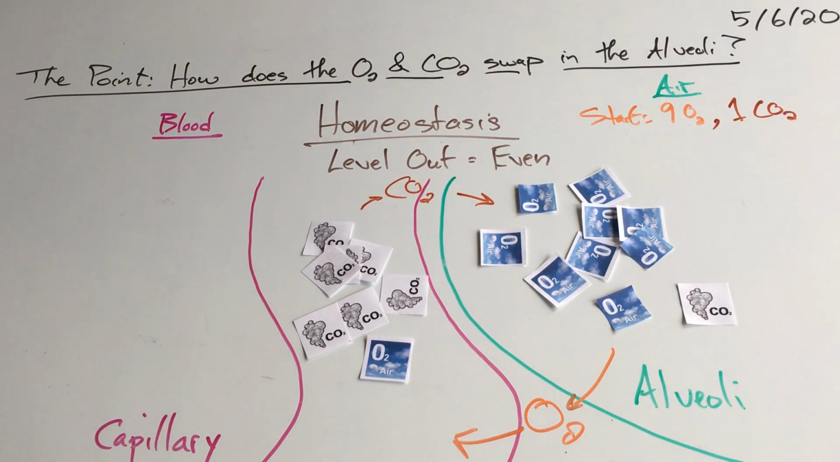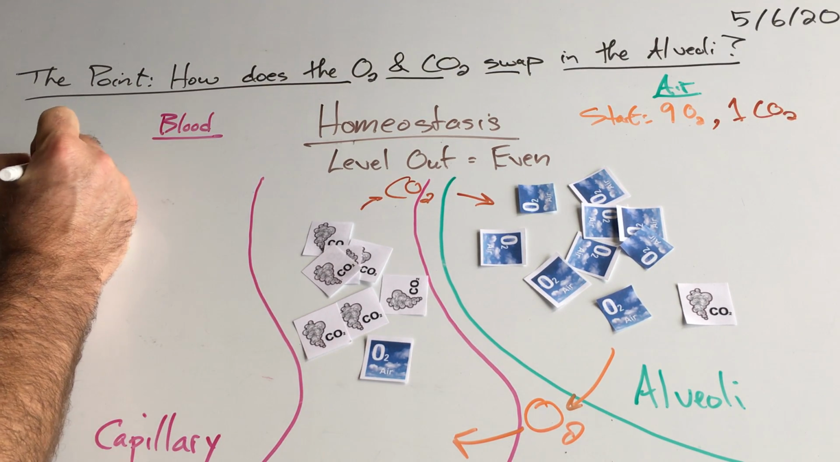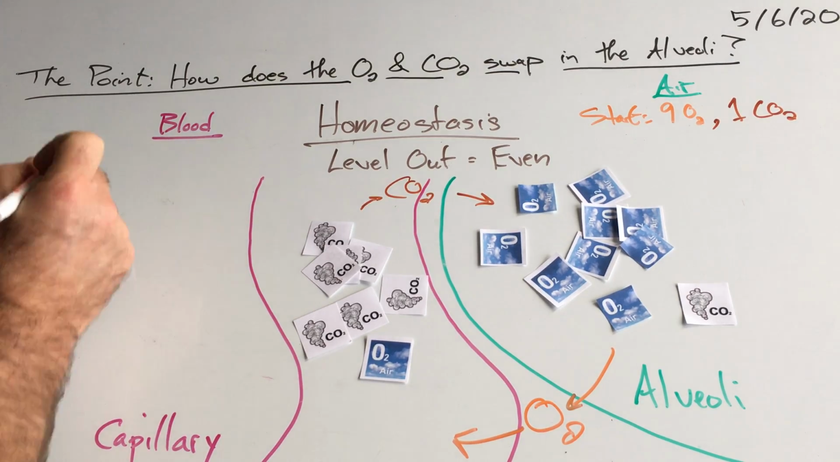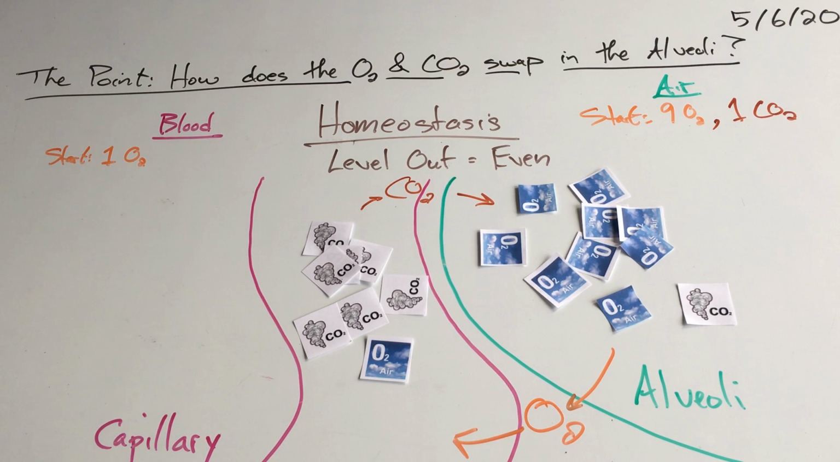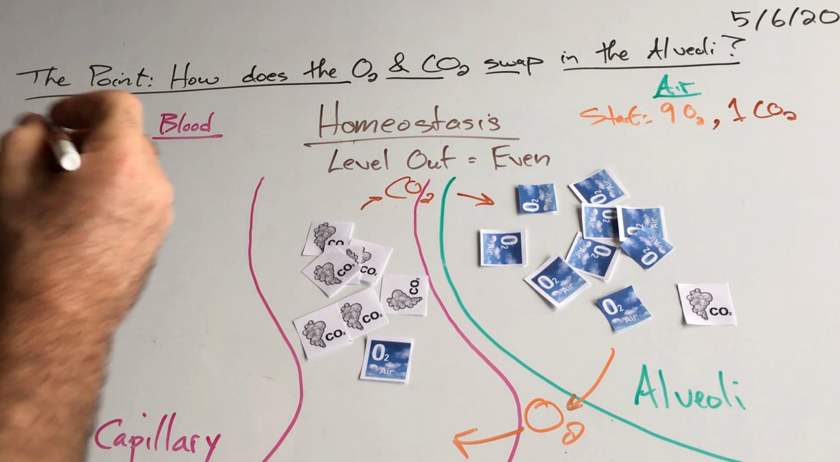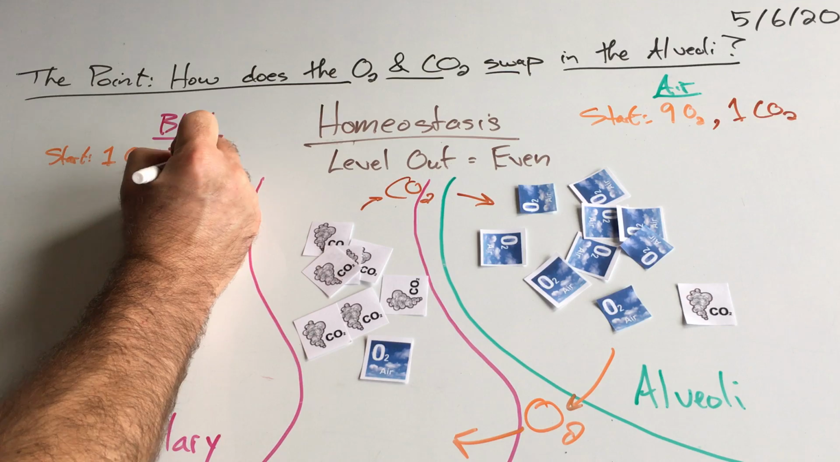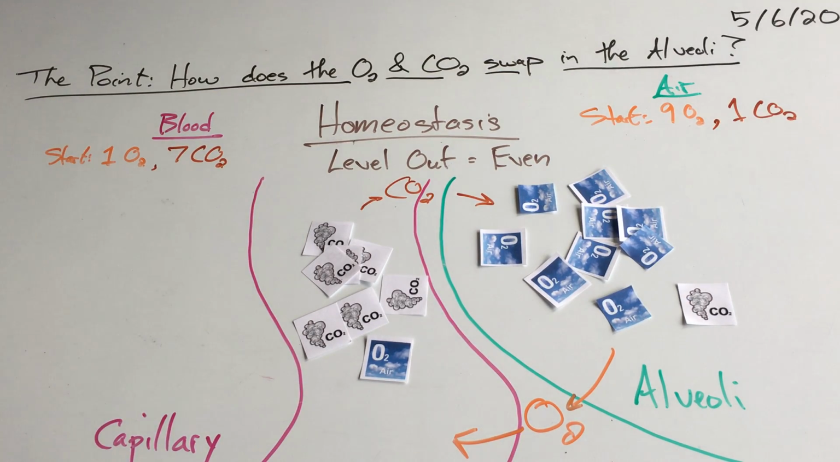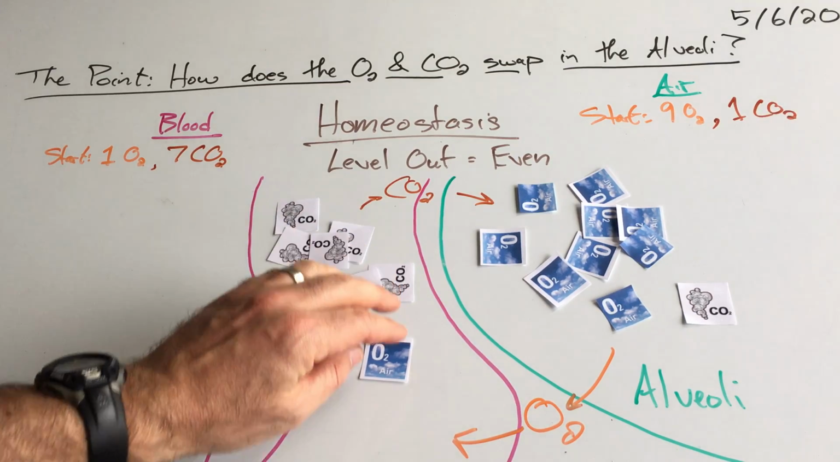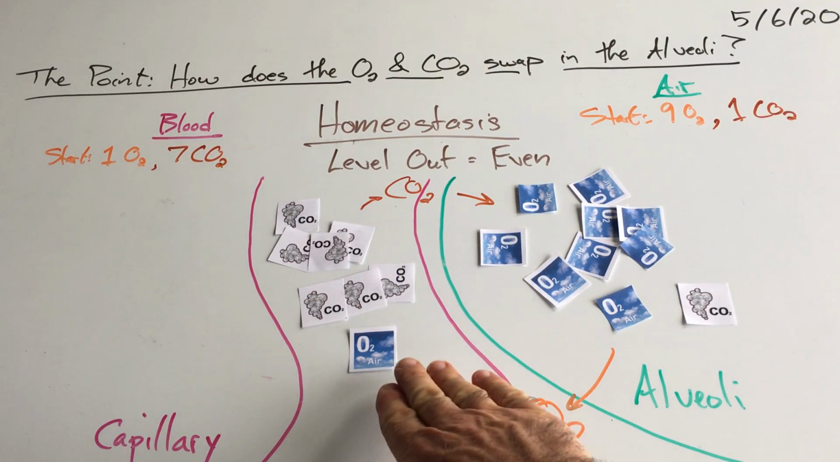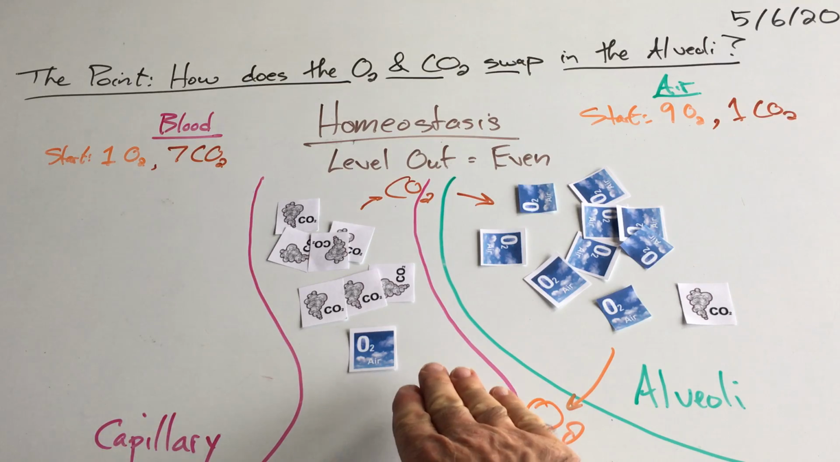The blood is going to start with 1 oxygen and 7 carbon dioxide. And that's going to be the start. That's when they first enter. So when the blood first enters this capillary, it's got 7 carbon dioxide and 1 oxygen. Didn't drop all the oxygen off. There's still some left in our blood, and that happens.